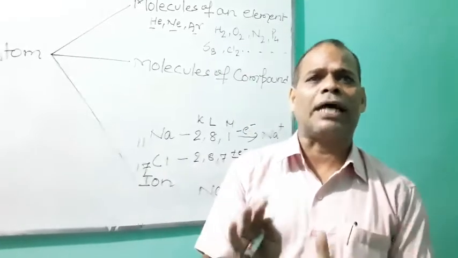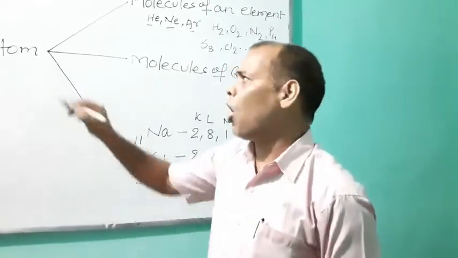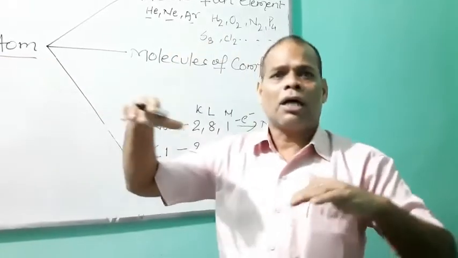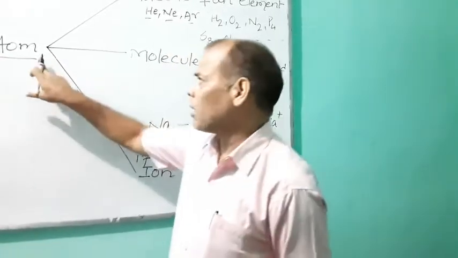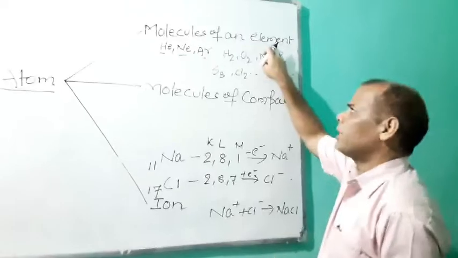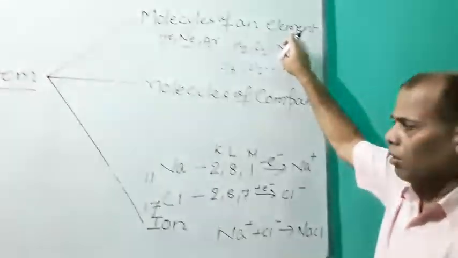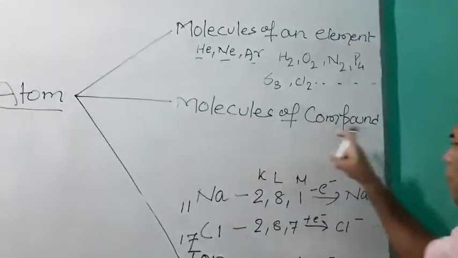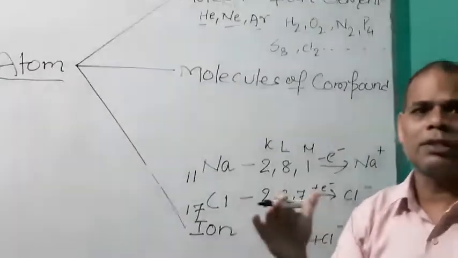So my dear students, I tried to make you understand how the atom occurs. An atom occurs in the form of molecules of an element, molecules of a compound, and third, an ion.